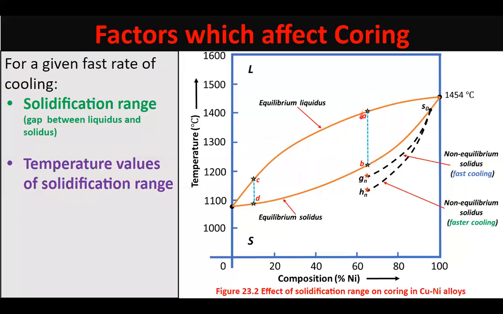Or in other words, an alloy with the same rate of cooling and the same solidification range, because it is lying at a higher temperature band, will show more diffusion and hence less coring.